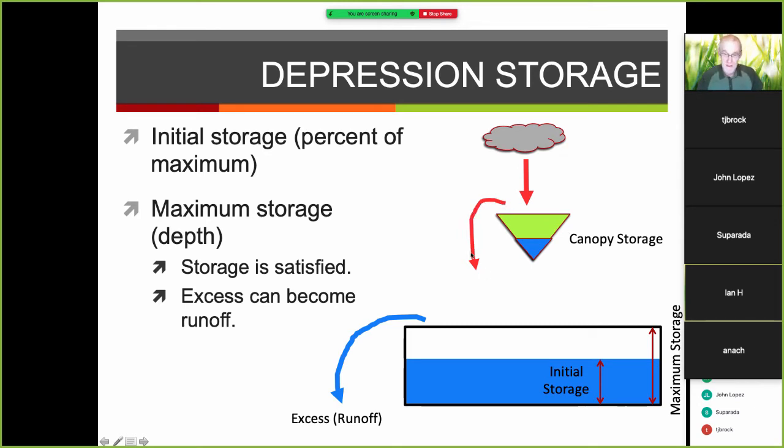And then the canopy storage is directed into the depression storage, which can be pictured as just a large tank. It has some initial storage in it. It has some prescribed maximum storage in watershed inches, maybe 2 inches of maximum storage. And then once the initial hits the maximum, any excess is allowed to become runoff. And that's a computational hydrology approach to making use of the concept of canopy and depression storage.